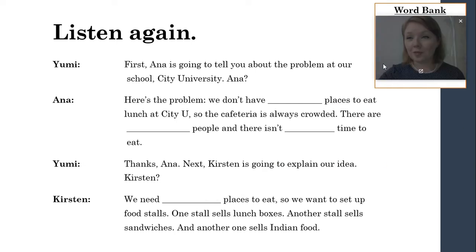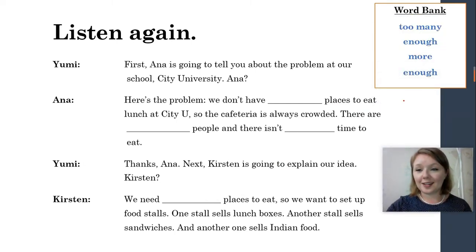Okay, let me move my face again down here so we can see the words. Okay, we're going to listen again. This time, please fill in the blanks with the words from the word bank. So here, up here, we see the words too many, enough, more, and again, enough. So let's listen again, and please fill in the blanks.